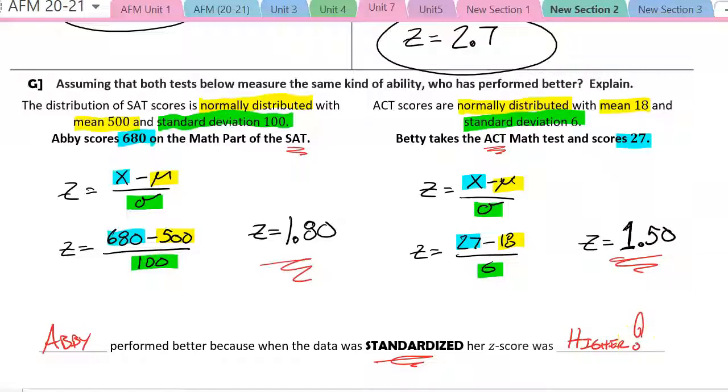So again, being able to compare two different sets of data with very different means, very different standard deviations, very different populations, and very different scores, and put them on the same graph, we can see who is doing better, who is doing worse, and so on.